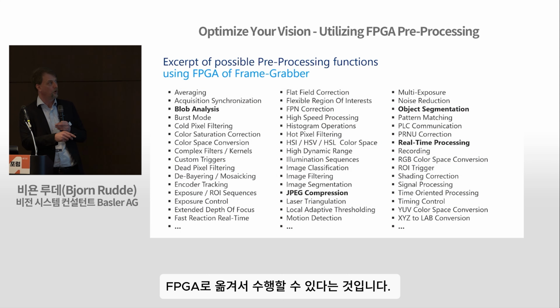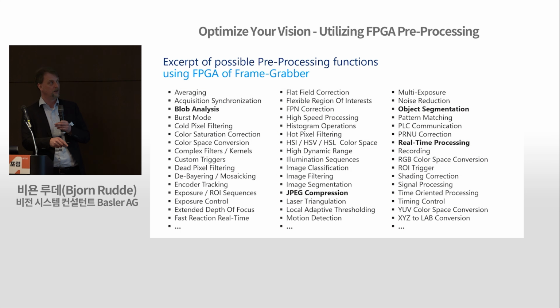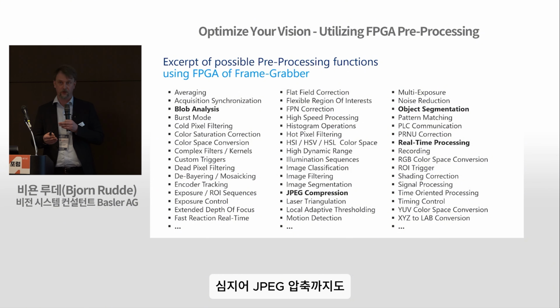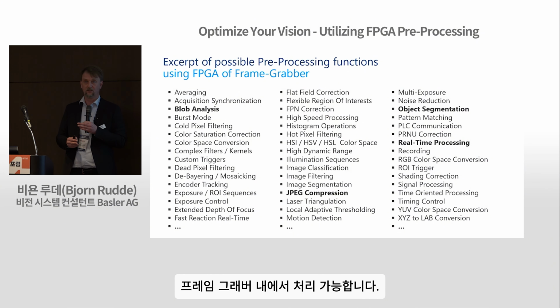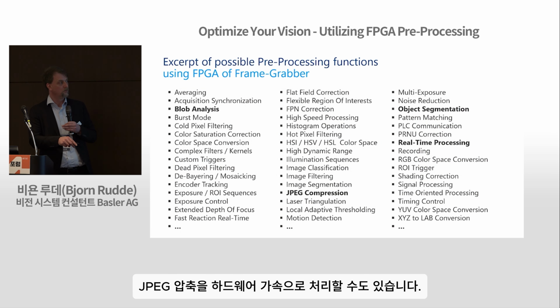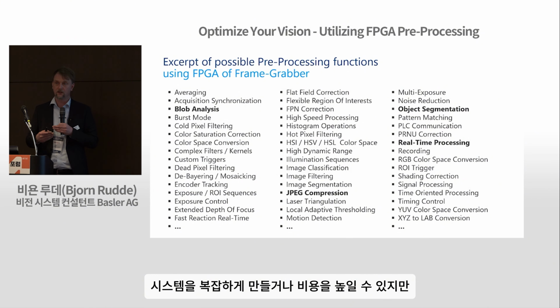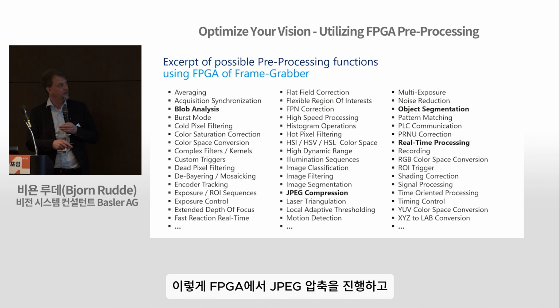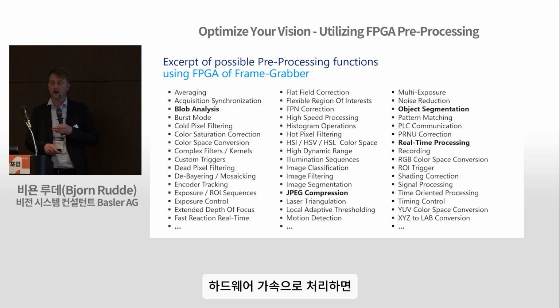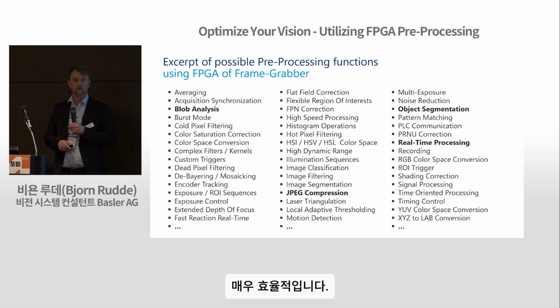It can be something like a blob analysis, real-time processing, object segmentation. It's very similar to the blob analysis. Even JPEG compression is possible inside of the frame grabber. So if you want to do some image storage, you can do a JPEG compression accelerated by hardware. Normally this is very CPU time consuming and makes the system more complex or more expensive. But going for the JPEG compression as a hardware acceleration is very beneficial.